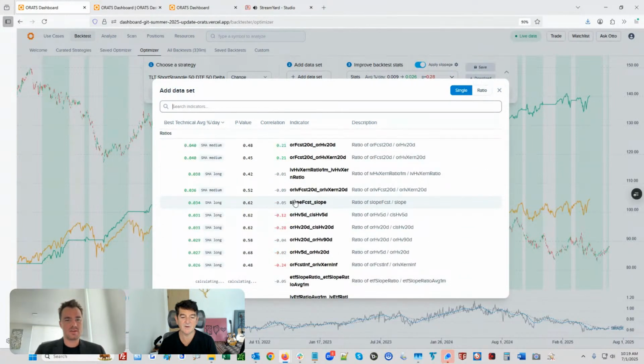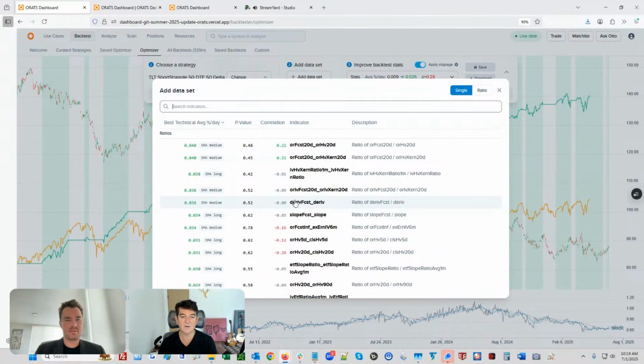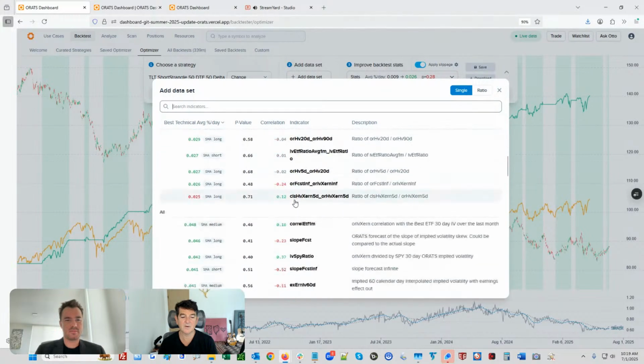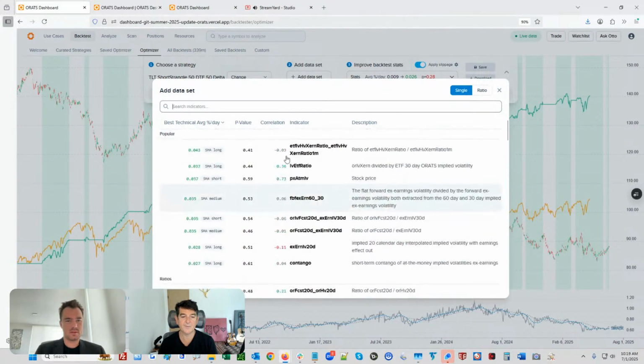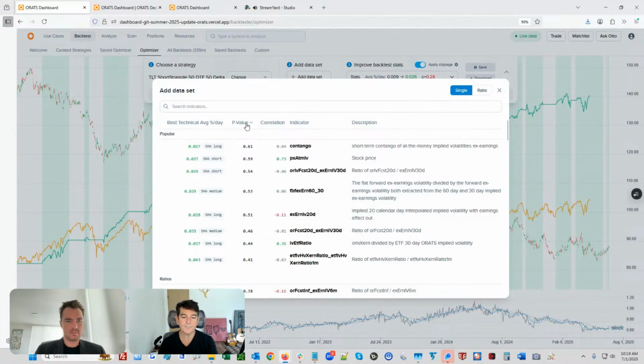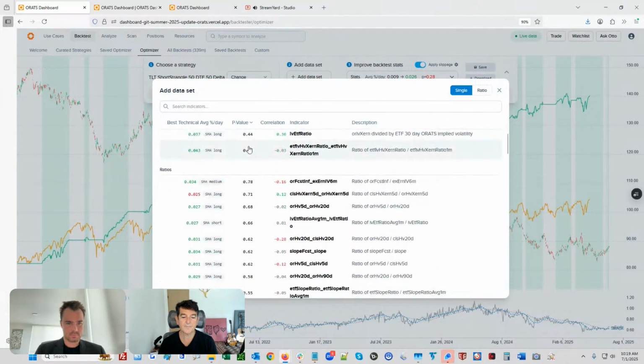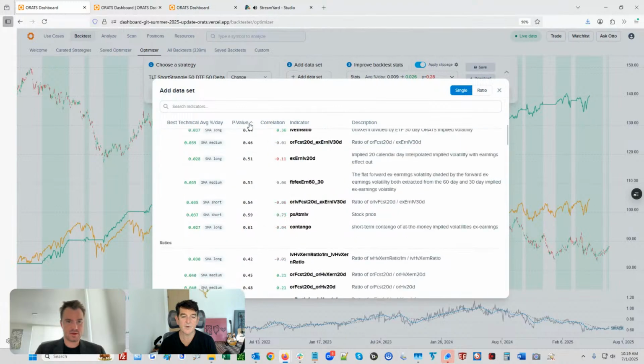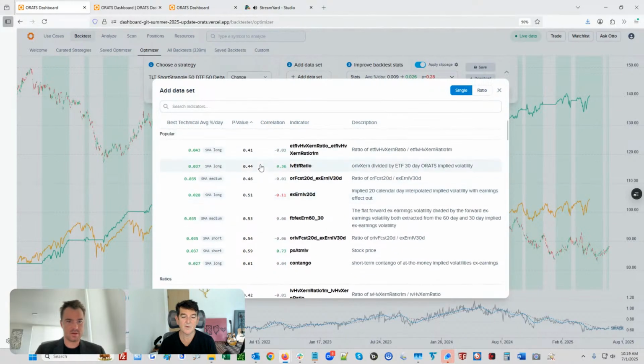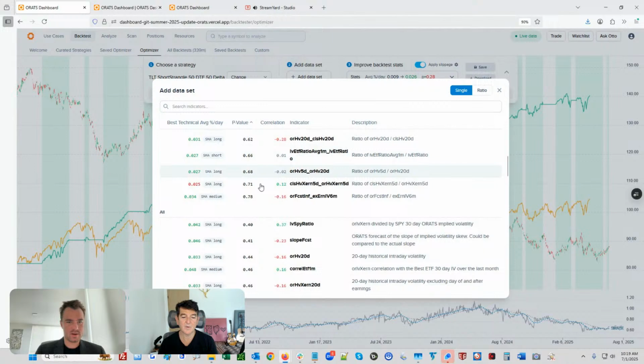You can sort by the p-value, Matt, if you click the column. Okay. That's sorting from largest to smallest. Yeah. So the lowest we're seeing is like 0.4. Yeah. So anyway, on this one, probably not.